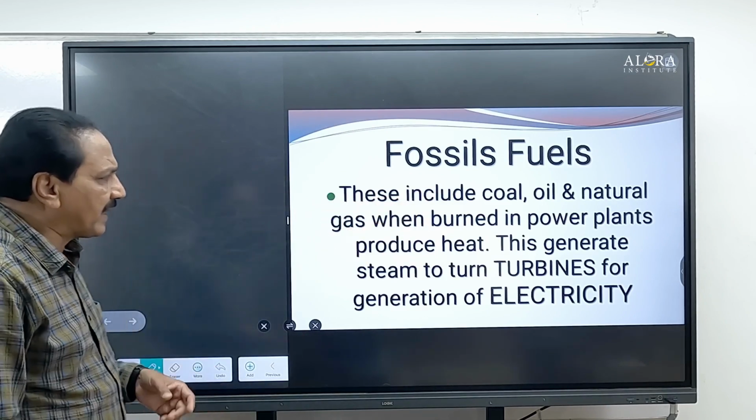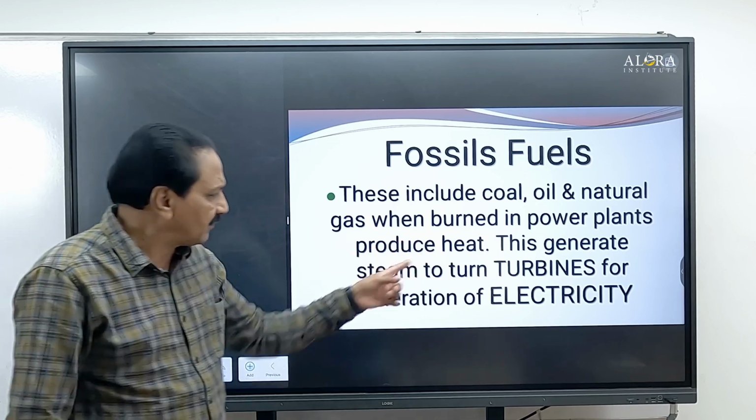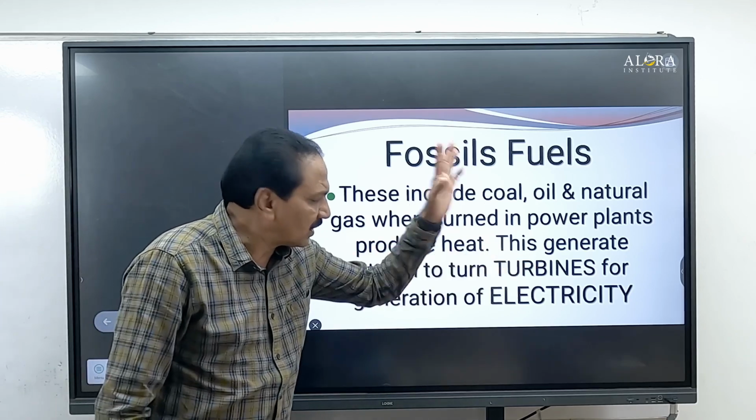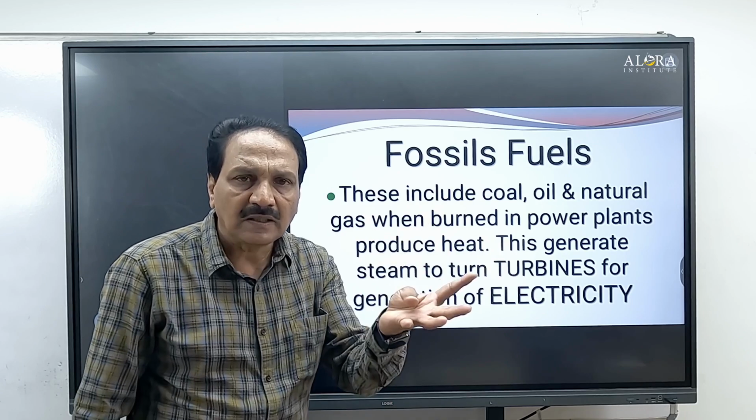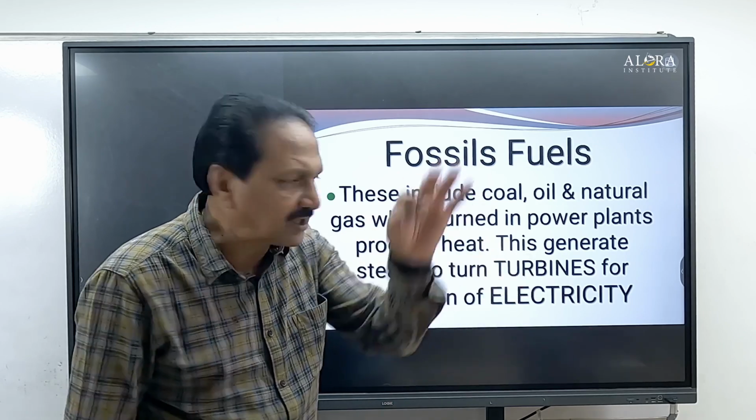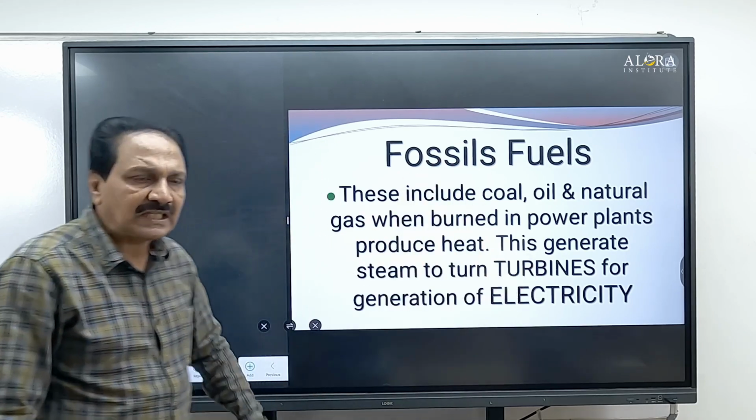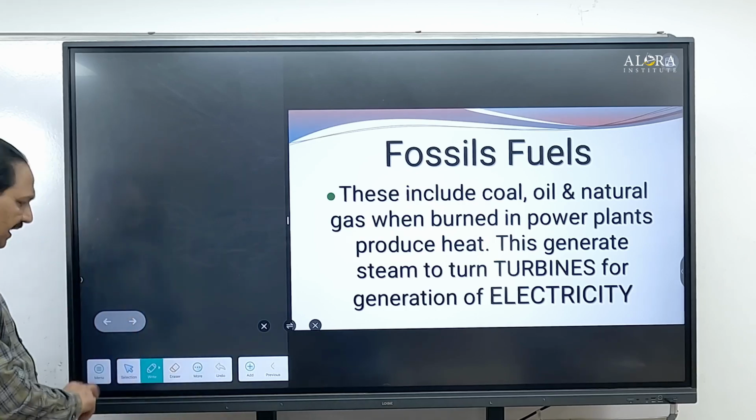When burned in the power plants, they produce heat. That heat will generate steam. Steam will turn the turbines. Heat, in turn steam, in turn rotation of the turbines. So that produces the electricity. Fine then.